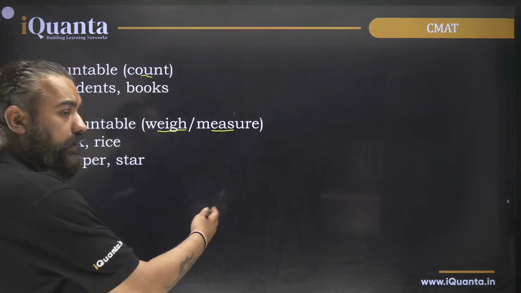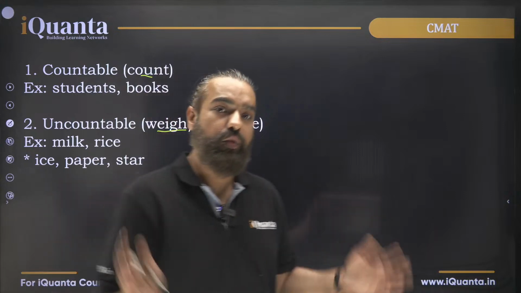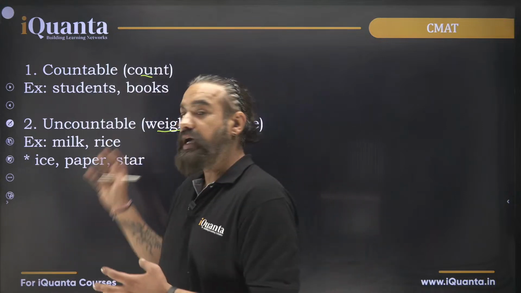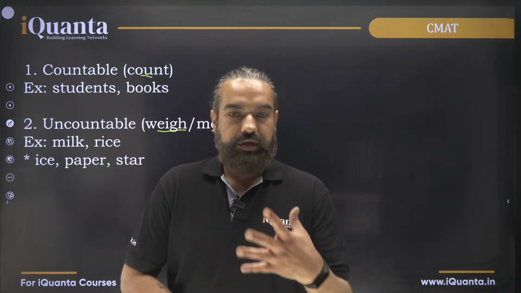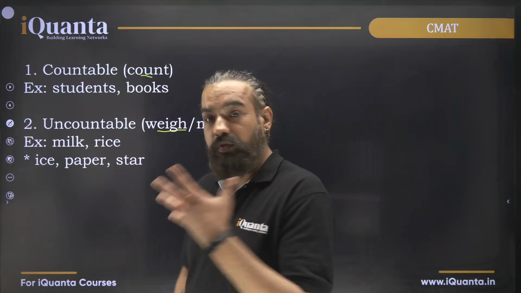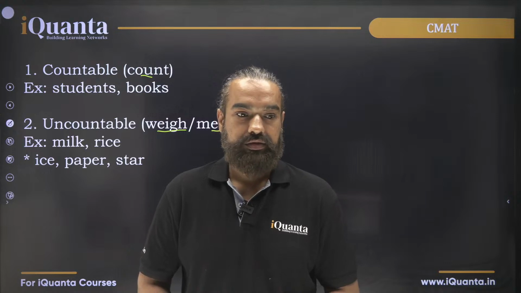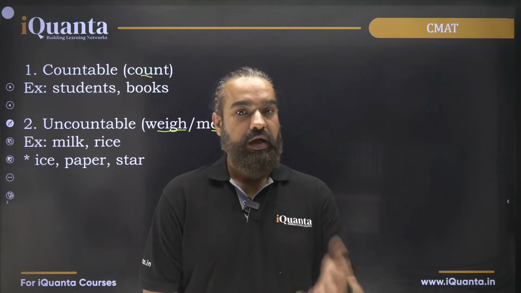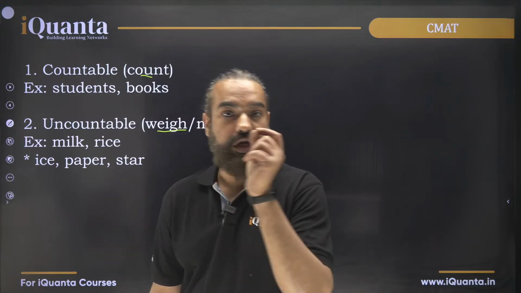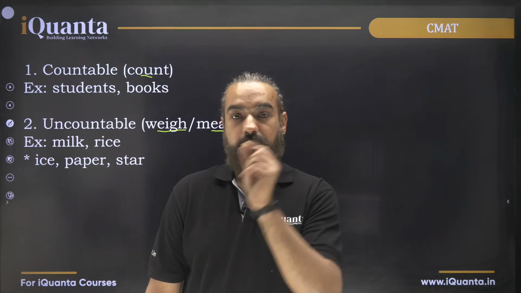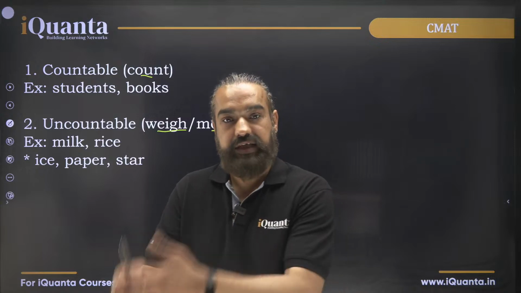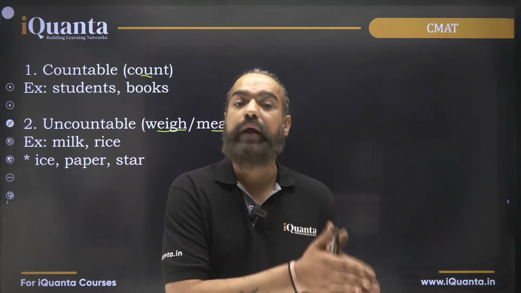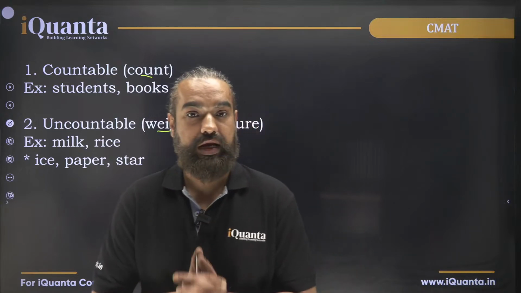Example, milk. You cannot count milk. You can weigh, you can measure milk. Rice. You cannot count rice. You can weigh rice. Some of you might say rice grains can be counted. Okay, rice granules or grains of rice can be counted. But when you go to buy rice, what do you say? You say half a kilo of rice, 5 kgs of rice. You ask for it in weight, not in counts, right?